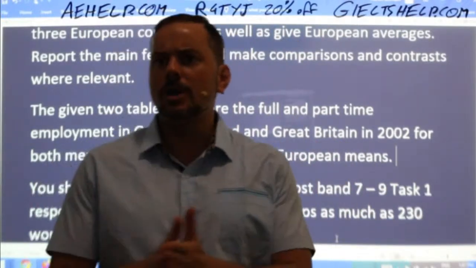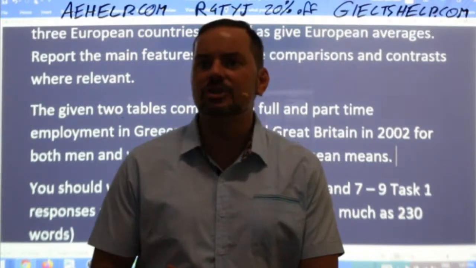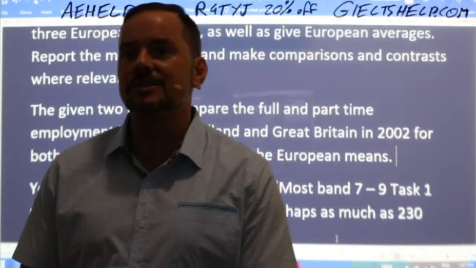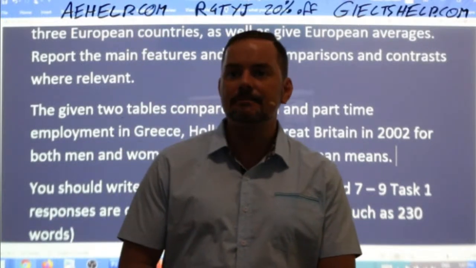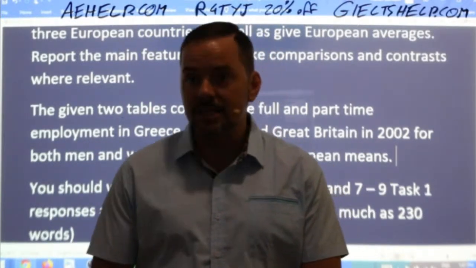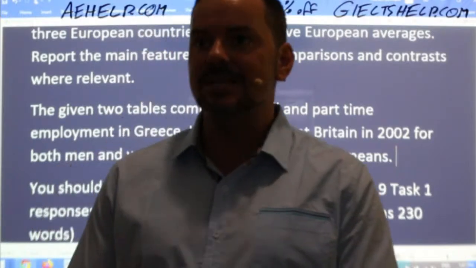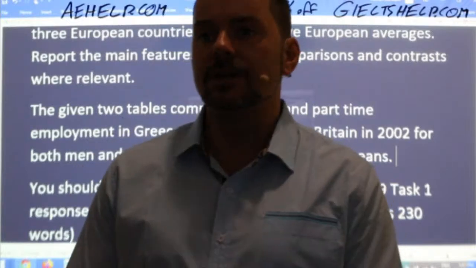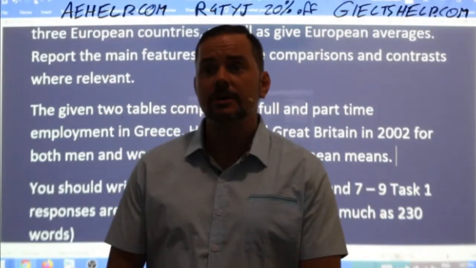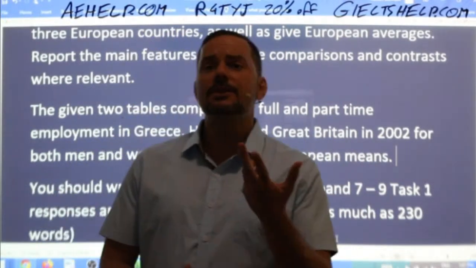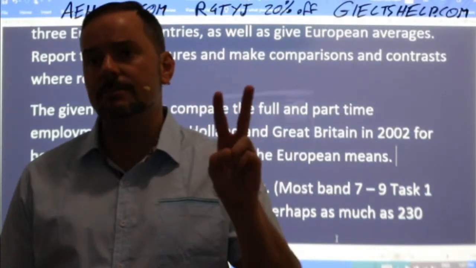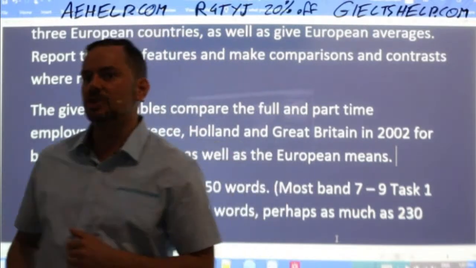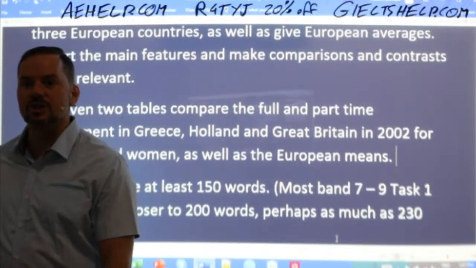Absolutely. Rajveer Singh says the given spreadsheets, nice paraphrasing for tables, Rajveer. The given spreadsheets depict the data of regular and temporary employees for men and women in 3 nations, Greece, Netherlands, and the UK, as well as across all of Europe in the year 2002. Beautiful paraphrasing, Rajveer. Really nicely done. Name the number of tables. So if you see 2 tables, say the 2 given spreadsheets, right? Each of those could be 1 spreadsheet. All right, but very well done.